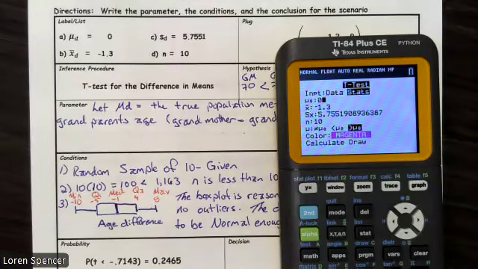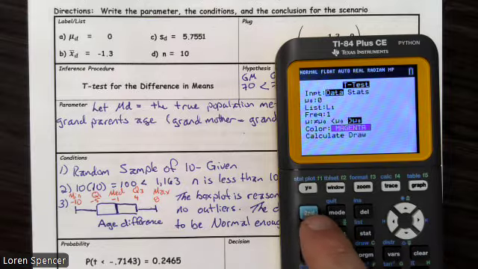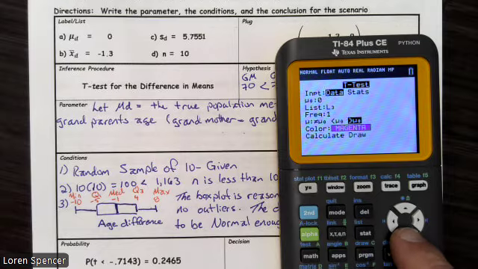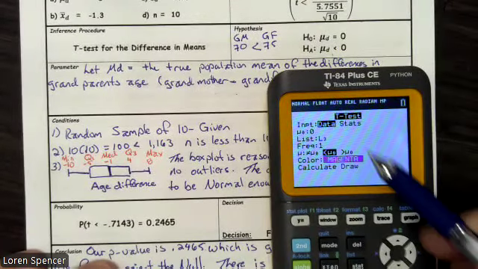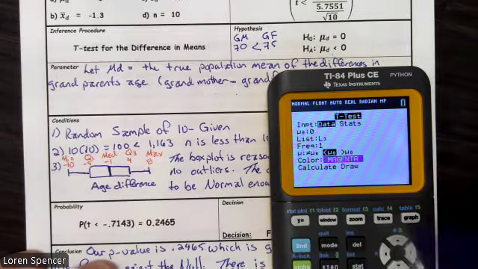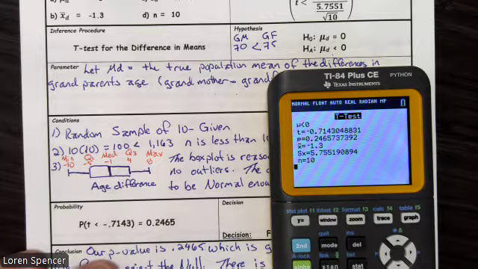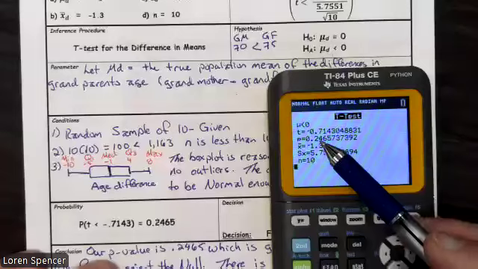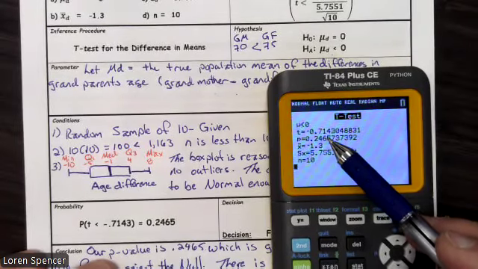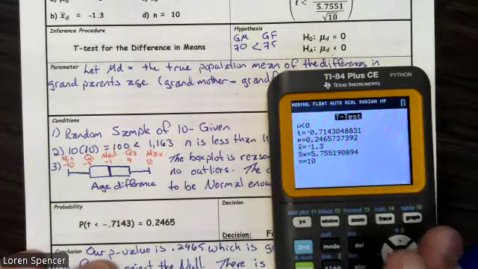All right, when we ran the test, we went stat test, t-test. We claimed that there was no difference, so that's a 0. And we had data, excuse me. And our blue button 3 is where the differences are stored. We have less than chosen for our alternative. So there's our mean of 0, less than. And I ended up getting a t statistic of negative 0.7143, with a p-value of 0.2465.